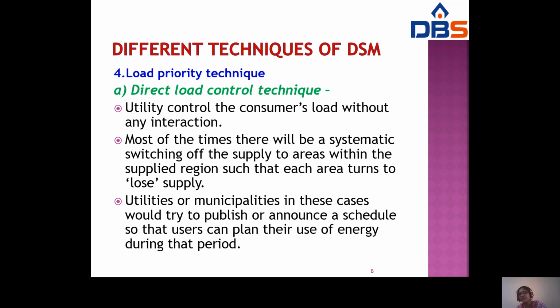So for those areas, the supply will be switched off, such that each area faces a loss of power. Utilities or municipalities in these cases would try to publish or announce a schedule so that users can plan their usage of energy during this period.